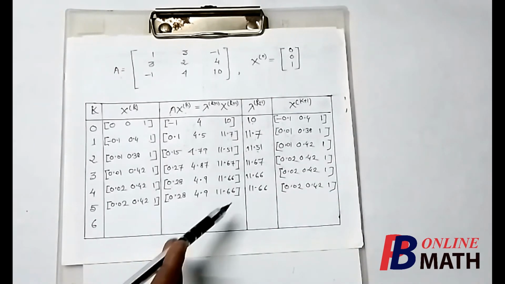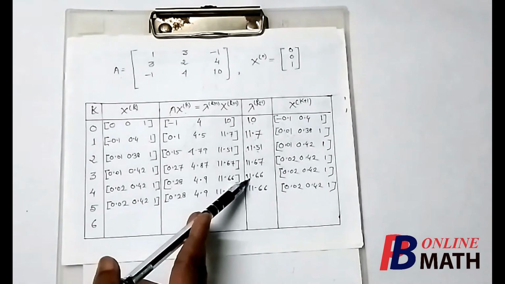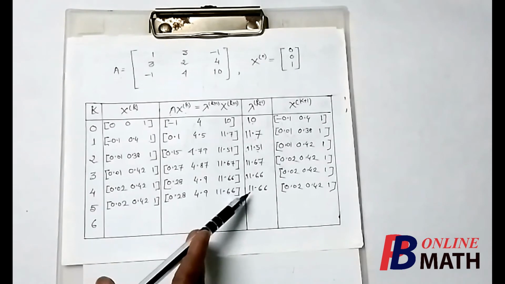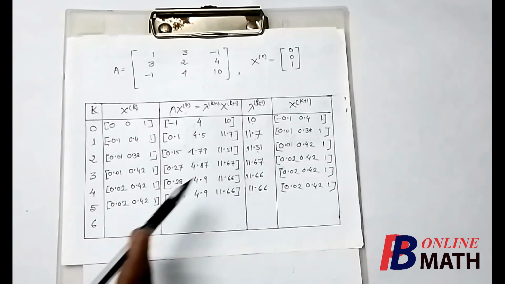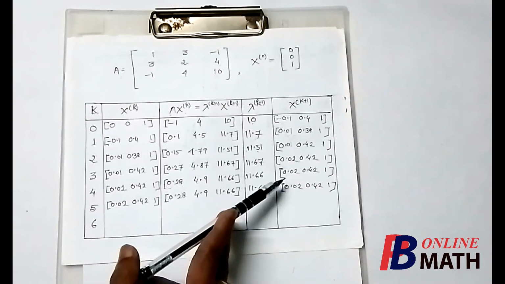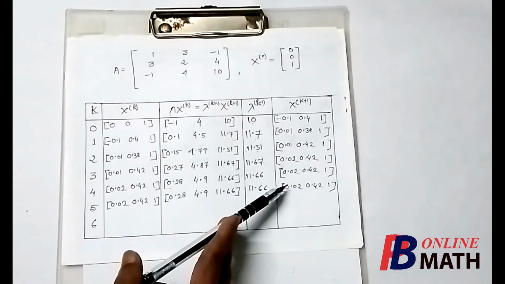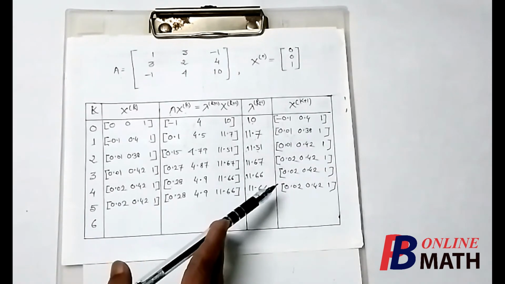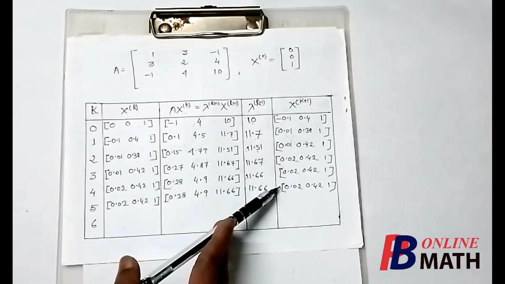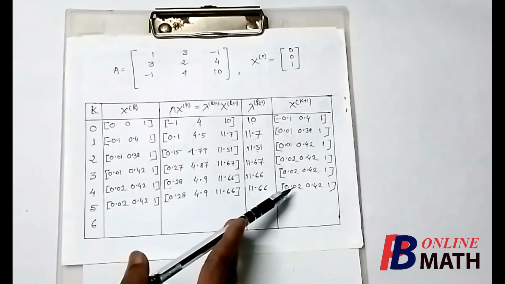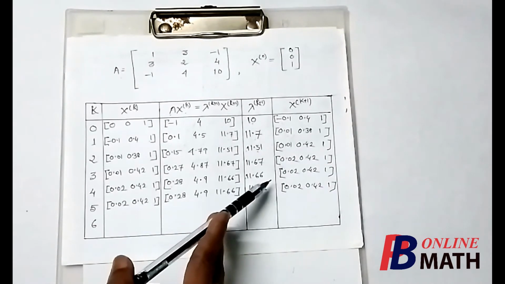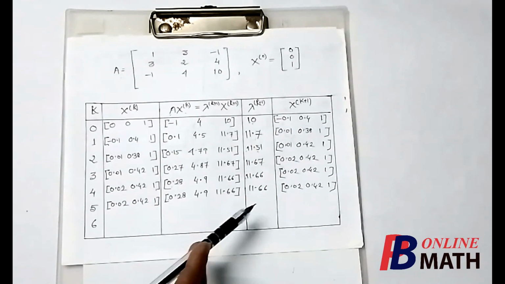Now if we consider two consecutive approximations of the eigenvalues, then we find that these two are the same, correct up to 2 decimal places. And also if we check two consecutive approximations of the eigenvectors, then also we find that these two consecutive approximations are the same, correct up to 2 decimal places. So by iteration formula, this is the result which is correct up to 2 decimal places.